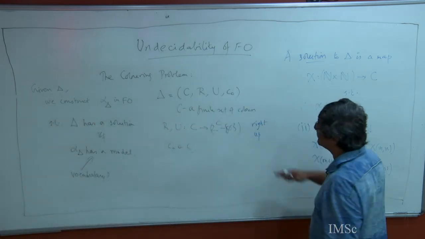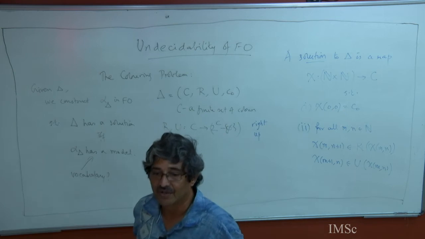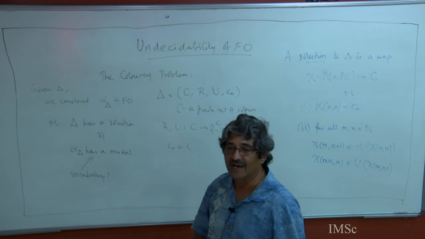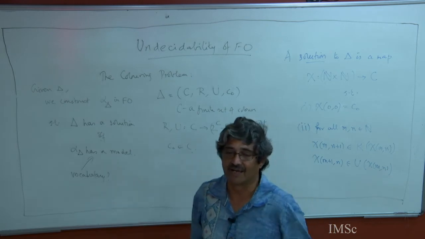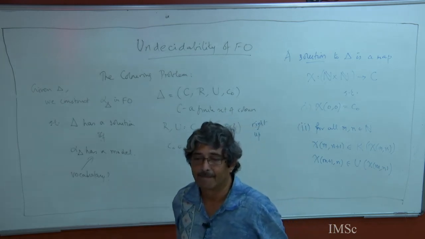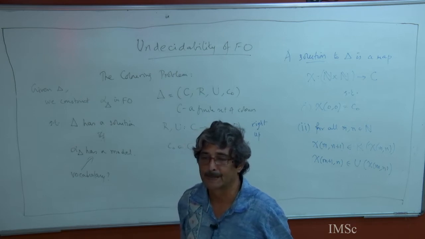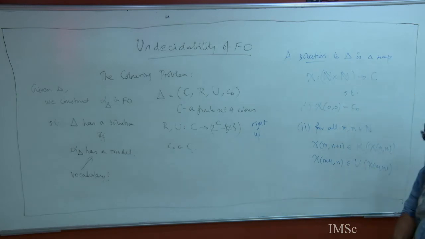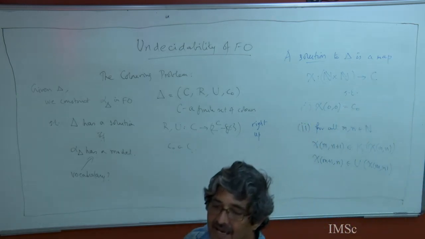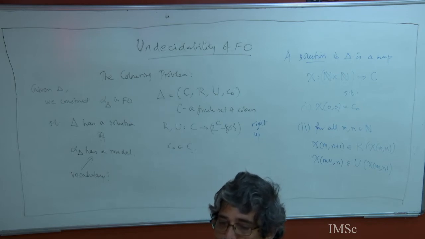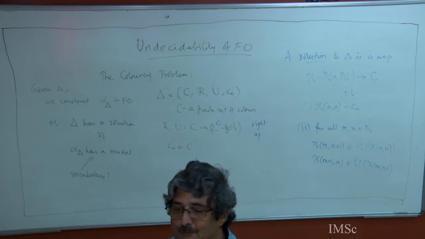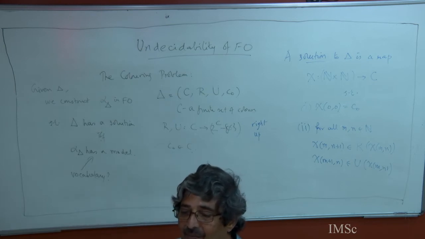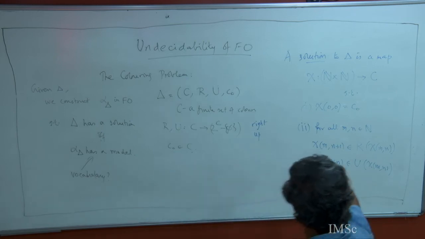I am given delta, now I have to pick a delta, a vocabulary such that I can write a formula alpha delta. Now what vocabulary would you choose? Remember, I am trying to code up a coloring of the plane. What are the critical things in the expression of this problem?